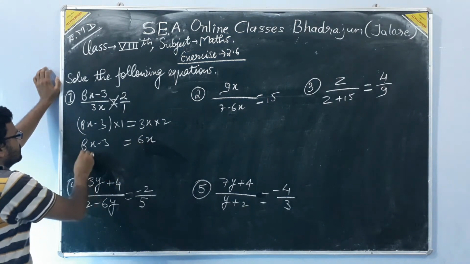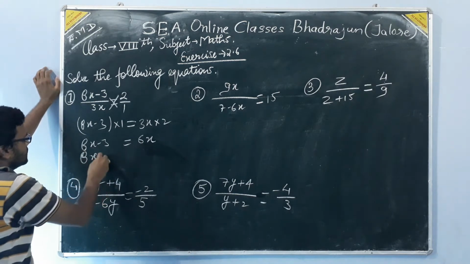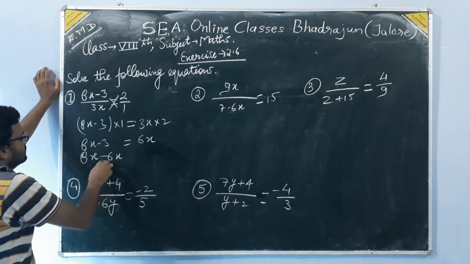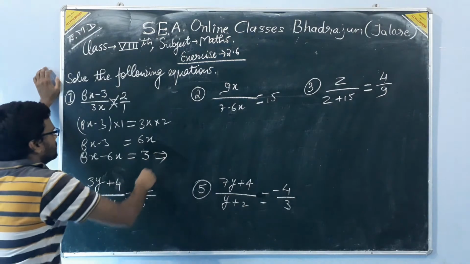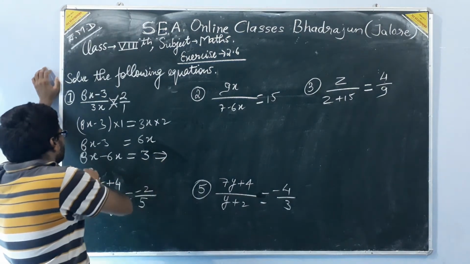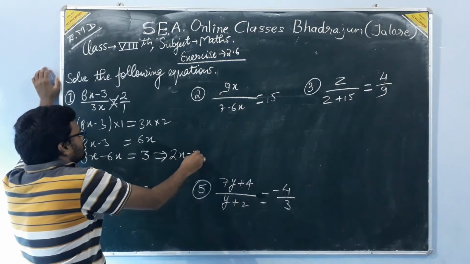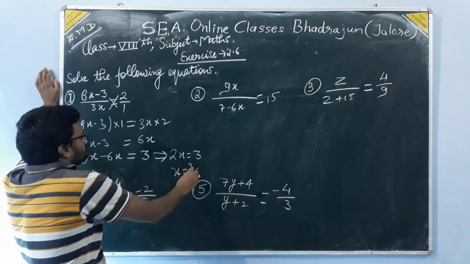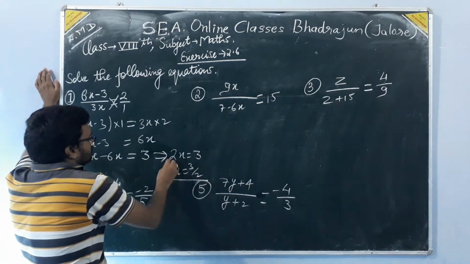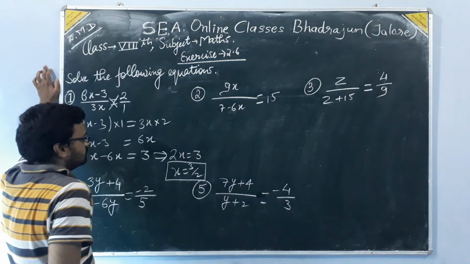Now we will transfer 6x to this side. This is 8x minus 6x equals 3. Now 8x minus 6x is 2x, so 2x equals 3. Now x is 3 upon 2. Here our x is 3 upon 2.